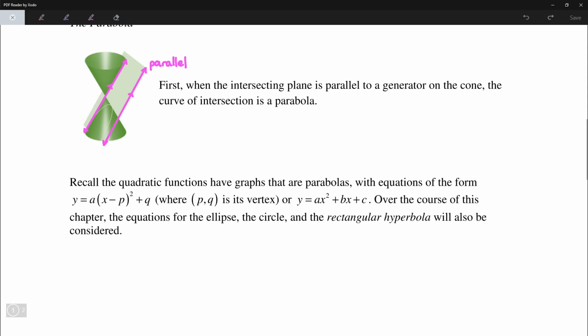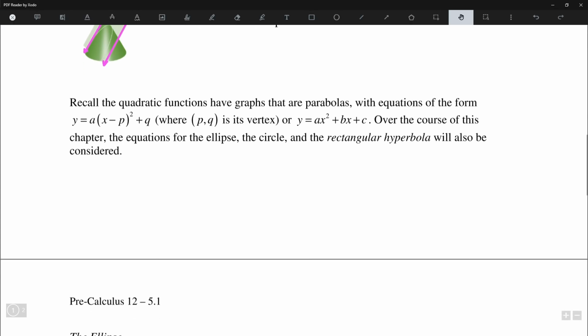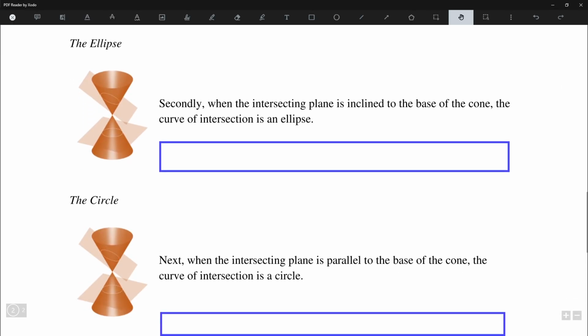Next, we have the ellipse. So when the intersecting plane is inclined to the base, the curve is an ellipse. And the incline is somewhere between being parallel to the generator, which causes a parabola to happen, and being parallel to the base, which is a special case of the ellipse, a circle.